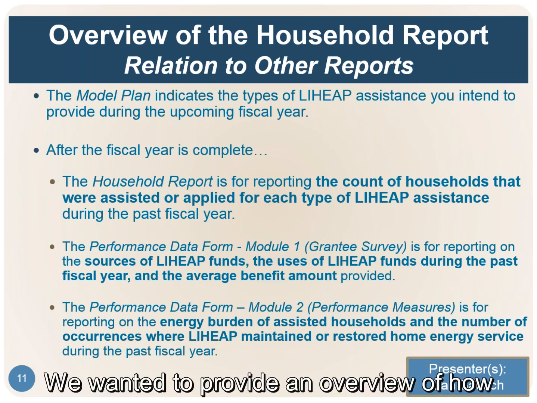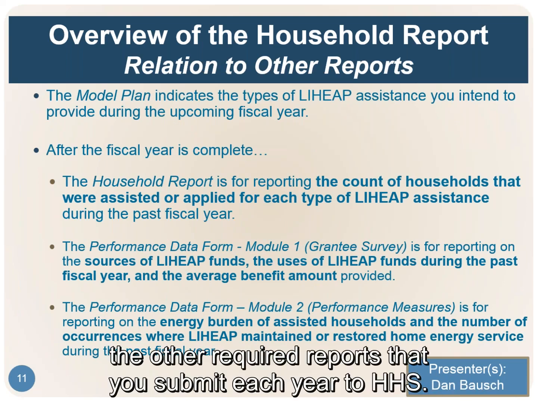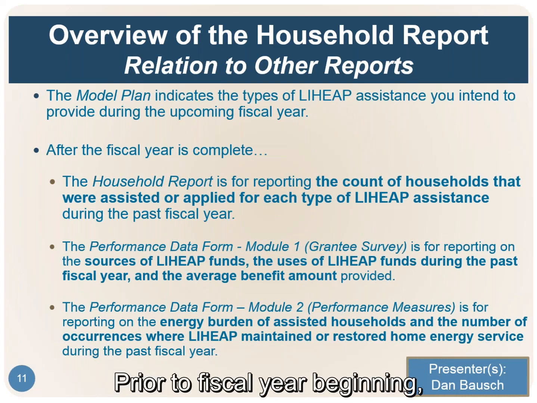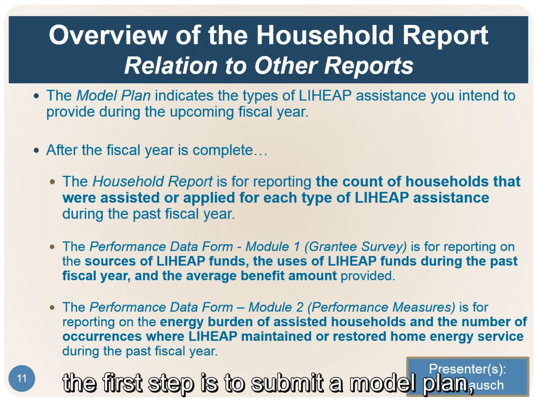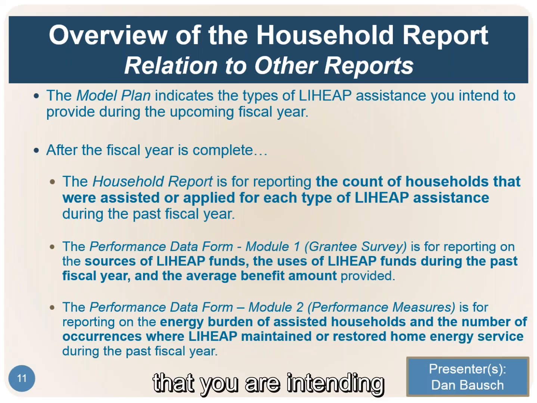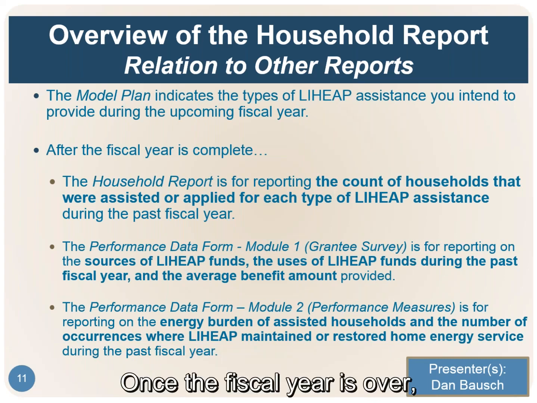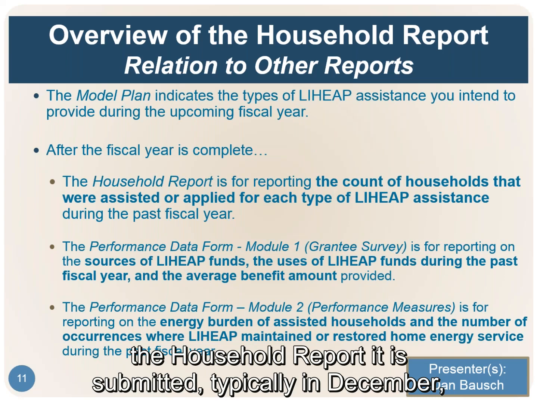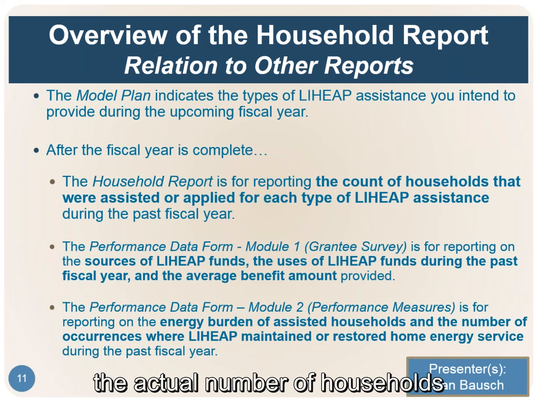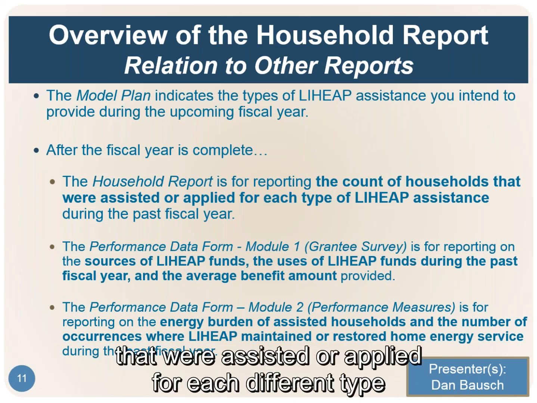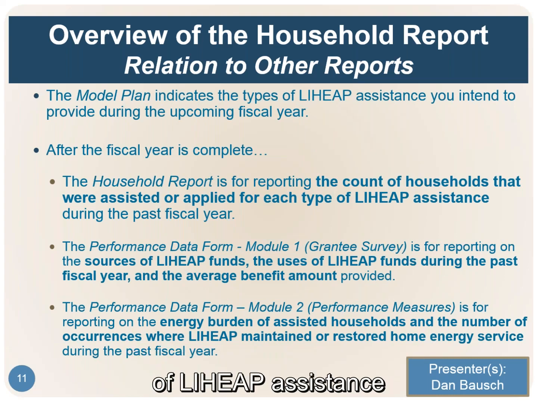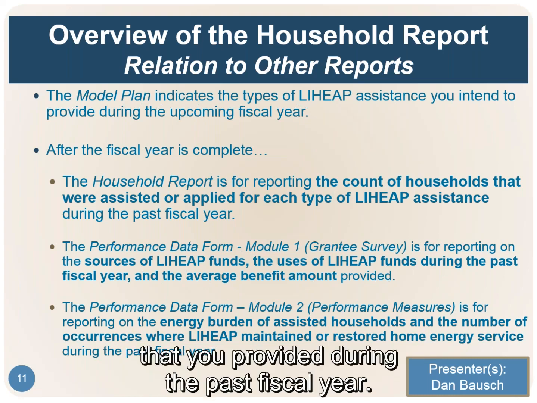We wanted to provide an overview of how the household report relates with some of the other required reports that you submit each year to HHS. Prior to a fiscal year beginning, the first step is to submit a model plan, and the model plan indicates the types of assistance that you're intending to provide during the upcoming fiscal year. Once the fiscal year is over, the household report is submitted typically in December, as it is this year, and that's where you report on the actual number of households that were assisted or applied for each different type of LIHEAP assistance that you provided during the past fiscal year.